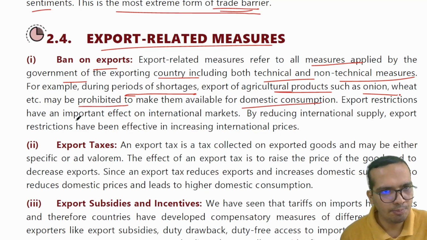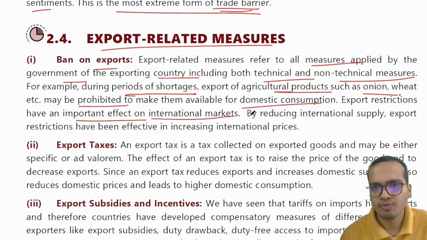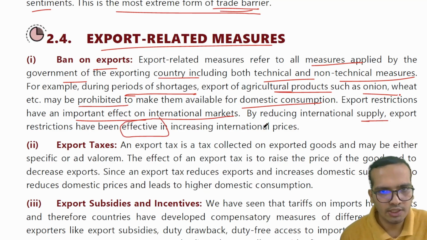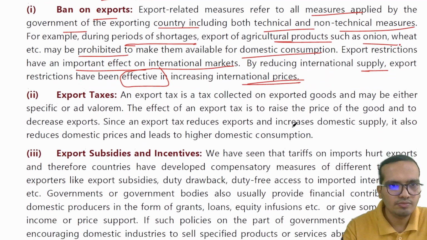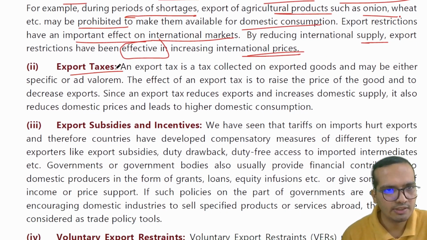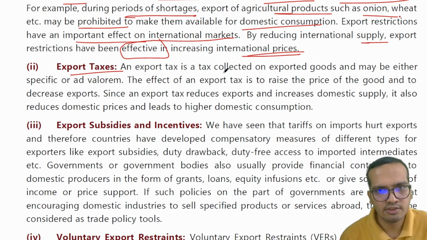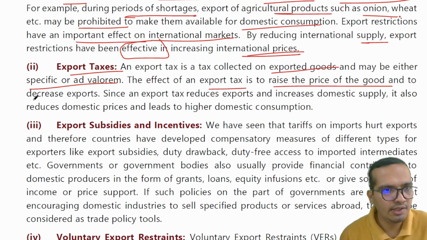Export restrictions have an important effect on international markets. By reducing international supply, export restrictions have been effective in increasing international prices. Then we have export taxes. So an export tax is a tax collected on exported goods and may be either specific or ad valorem. The effect of export tax is to raise the price of the good and may decrease the exports.